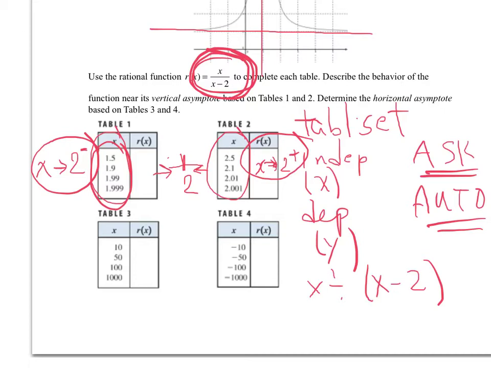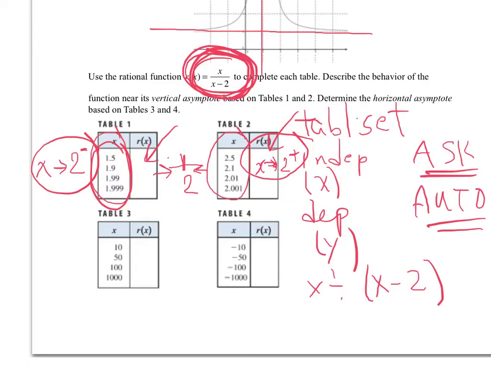So in either case, as you enter these values for x in tables 1 and 2, you will get certain values for your r of x column, and you can make a conjecture about what you think is happening to the y values. Well, you can also tell that from just looking at the function, and you see that 2 is not in the domain. So what's going to happen is you're going to have a vertical asymptote. So you should get some pretty recognizable values there to make a conjecture about where the y values are going.